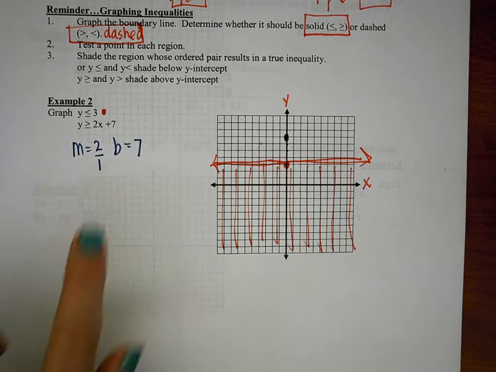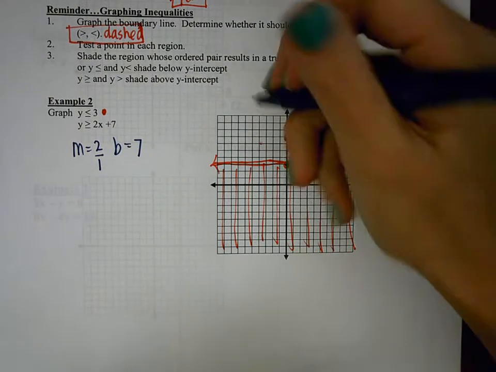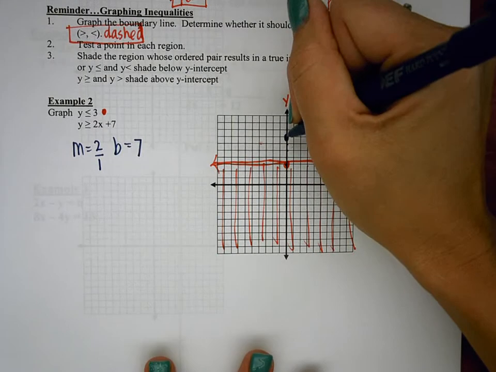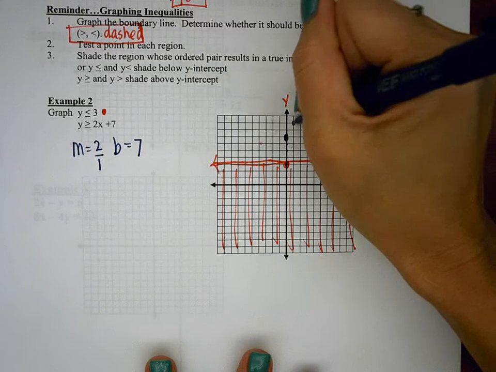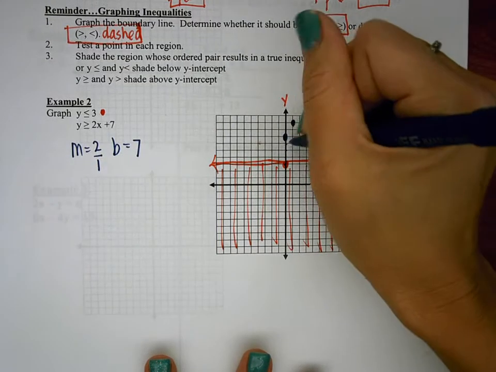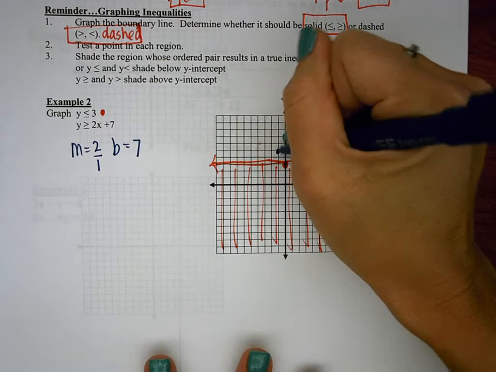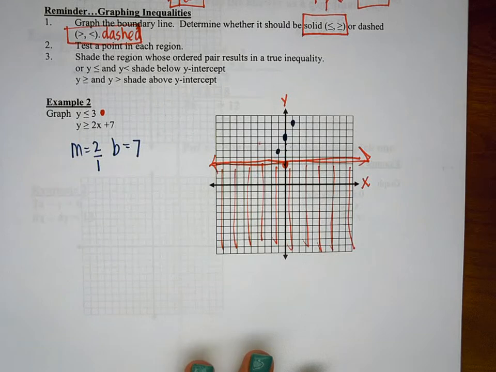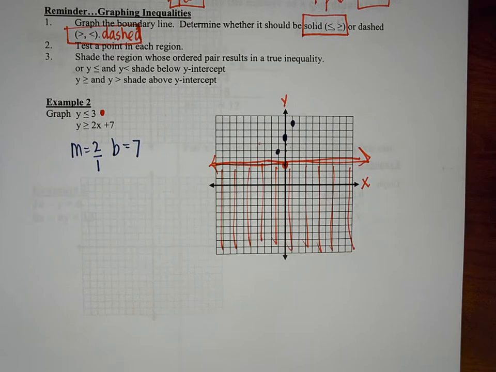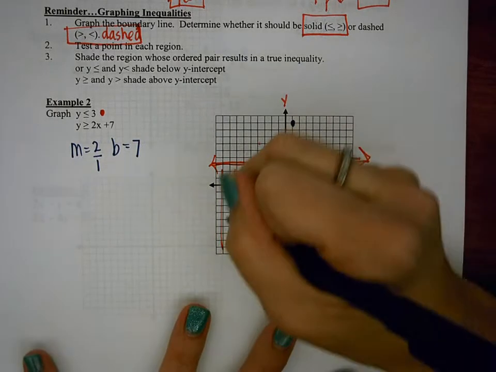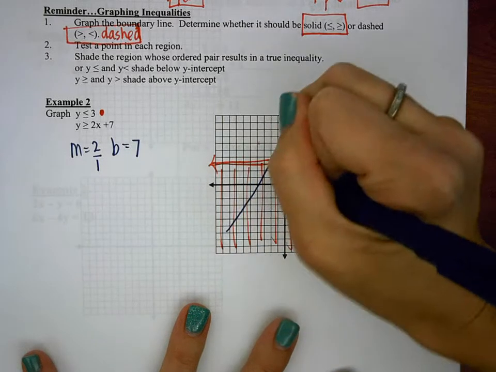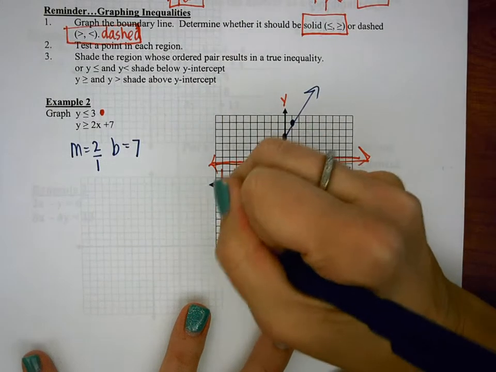From there, we use our slope. How do I do my slope? Up 2, right 1. We could have also done negative 2, negative 1, because 2 negatives make a positive. Okay, is this going to be solid or dashed? How do we know it's solid? Because of the equal to line. Very good.